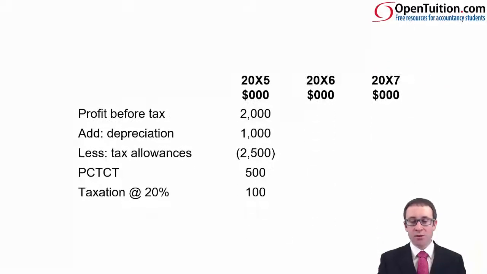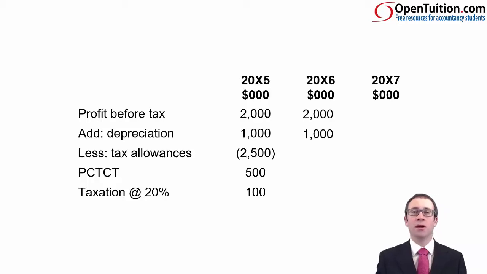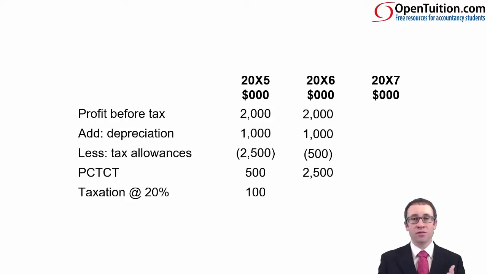So for X6, back to our tax comp. Profits of 2,000, depreciation of 1,000. You're probably going to have to go back and have a look at your working to find the tax allowance. I think in that second year, it was only 500, wasn't it? I think it was the 20% of the 2,500. That gave me a much higher taxable profit than in the previous year at 2,500, and therefore that gives me a much higher tax expense, doesn't it?